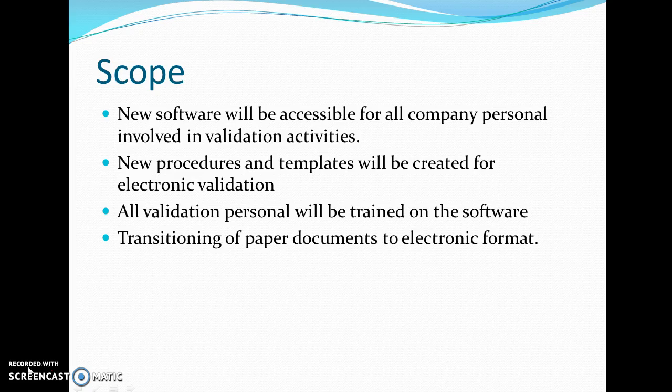So for the scope, first of all, the company personnel who are involved in validation activities will be trained on the software, and we will make sure that they have access to this software. Then we will create the new procedures and templates for how to use this electronic validation software. And finally, the existing paper documents that we have need to be converted into an electronic format.